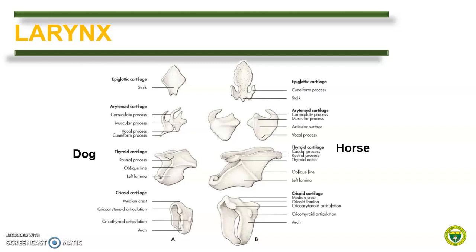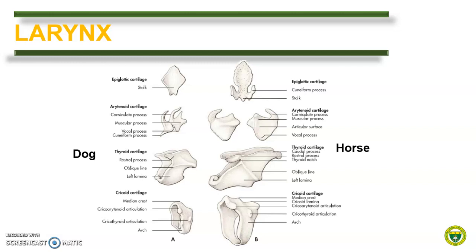Next, we move to the larynx. As we recall, the larynx is composed of 4 cartilages: the epiglottic, the arytenoid, the thyroid, and the cricoid cartilage. All are unpaired except for the arytenoid cartilage. There are no major differences except for the appearances per species.